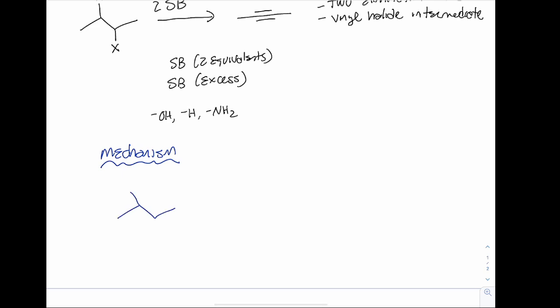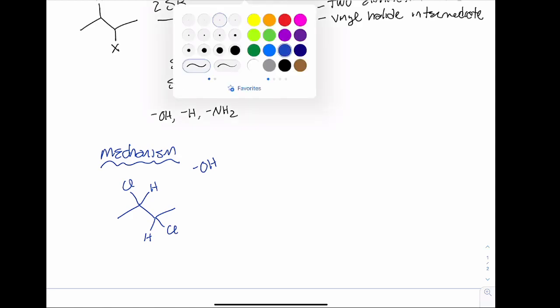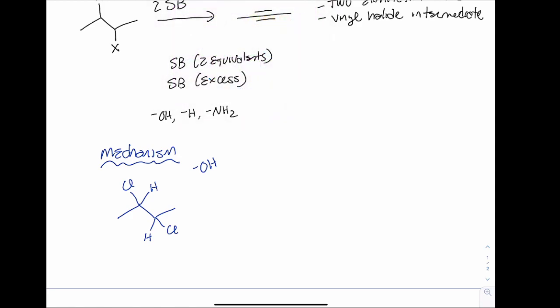So I do have, let's actually use a real halogen. So we'll use chlorine. There is a hydrogen there. Here I have a hydrogen and a chlorine. And my strong base, we'll use hydroxide ions. And I'm essentially just going to do two E2 reactions. So I am going to take that hydrogen, at the same time those electrons go down, at the same time that the leaving group leaves.